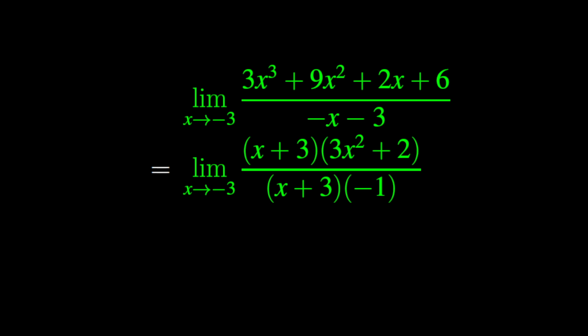We notice that the numerator can be factorized as the polynomial x plus 3 times the polynomial 3x squared plus 2. And the denominator can be factorized as the polynomial x plus 3 times the polynomial -1. The common factor in both expressions that should be simplified is x plus 3.